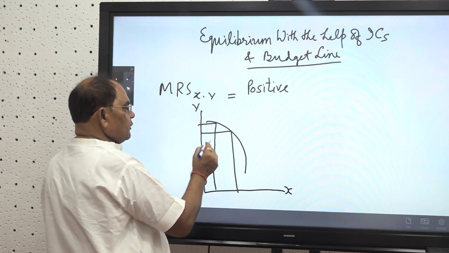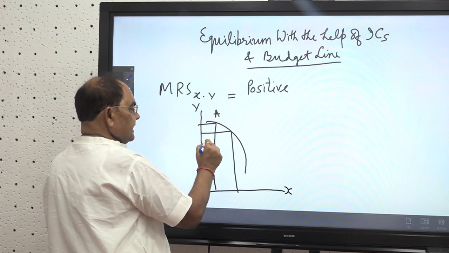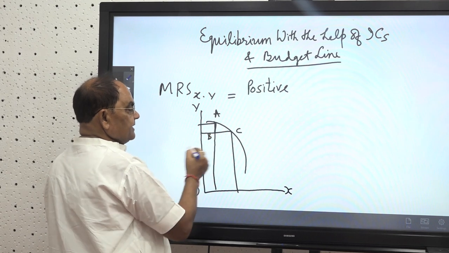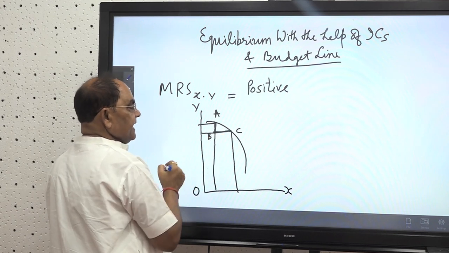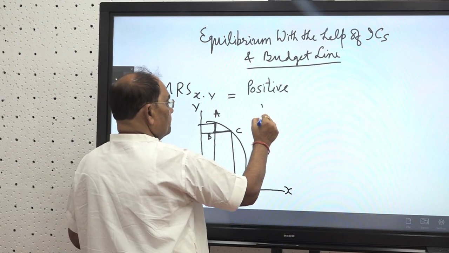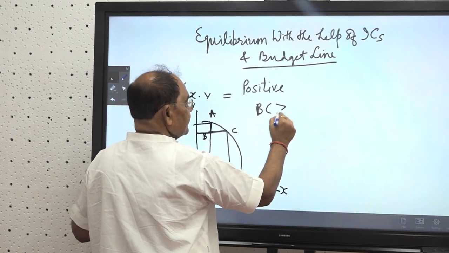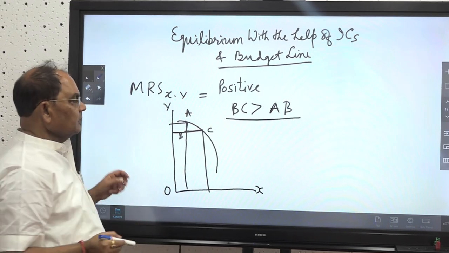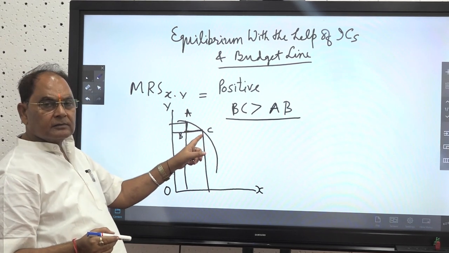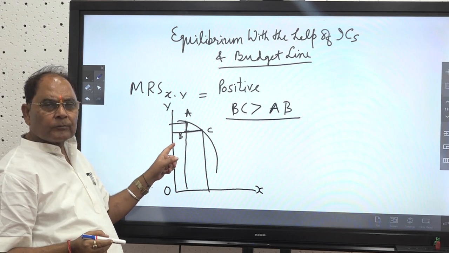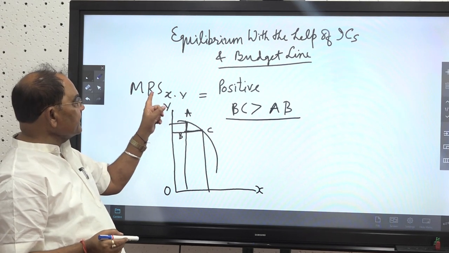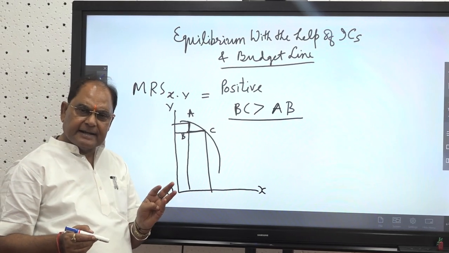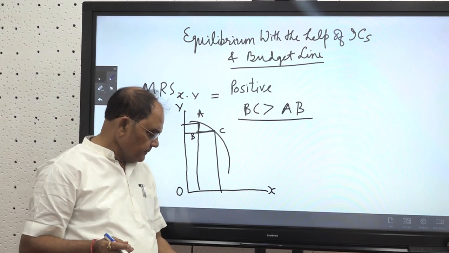In this curve, you will notice, supposing this is A, this is B, and this is C. AB is the sacrifice and BC is the gain. So BC is greater than AB. Gain is more, loss is less. Then marginal rate of substitution of X for Y becomes positive. So first is negative, second is positive.